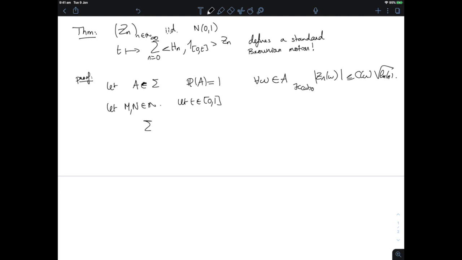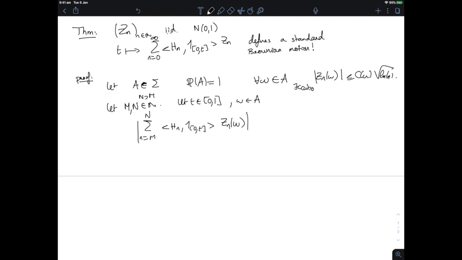And I'm going to look at this series, the finite sum from capital M to capital N. Let's say that my capital N is greater than capital M, of H_n integrated from 0 to t times Z_n of omega. I'm taking omega in A. What do I need to show? I need to show that uniformly in that parameter t, so with a constant that does not depend on t, these finite sums get small as capital M and capital N go to infinity.